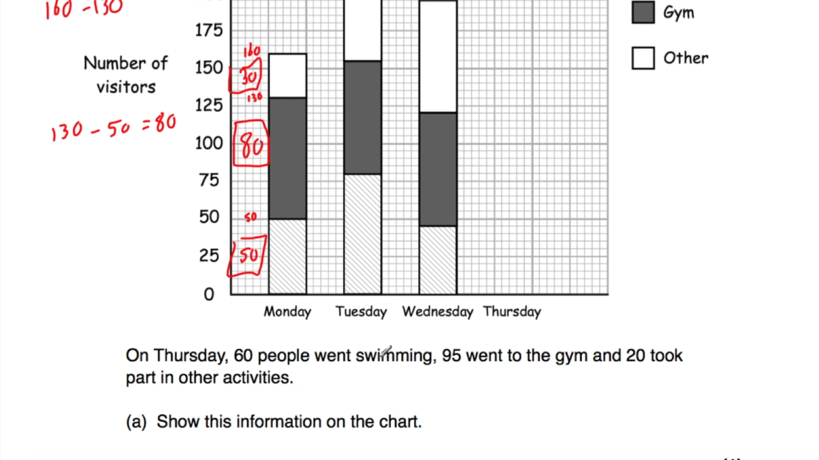So we're told that 60 people went swimming. So let's get our ruler and pencil. And 60 people went swimming. So Thursday, we're going to start here. We're going to go up to 60 people. So that's 50, 55, 60, that's there. And then we're going to do the other side of the bar there as well. So that's the bit there for swimming.